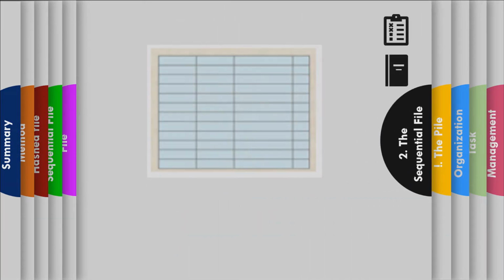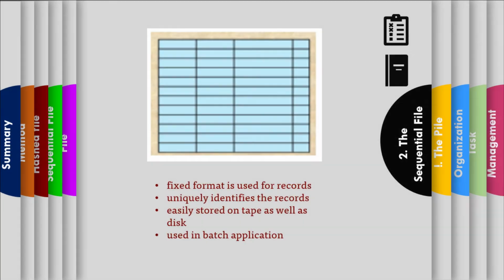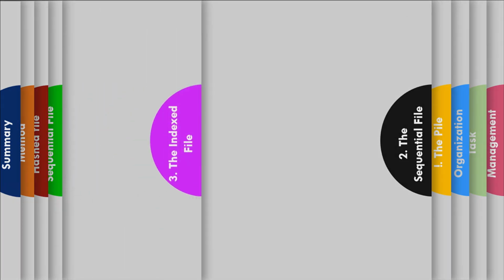Sequential file. It is the most common form of file structure and a fixed format is used for records. The key field uniquely identifies the records and it is the only organization that is easily stored on tape as well as disk. It is typically used in batch applications.